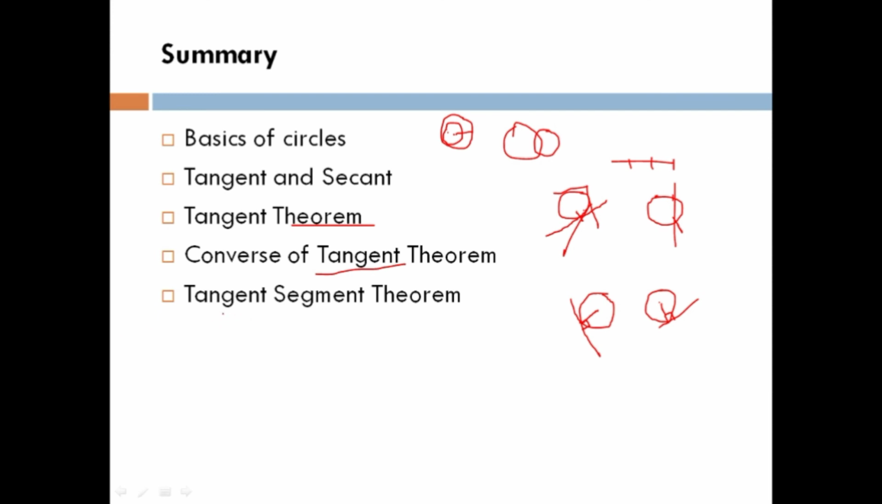Now this last theorem is the tangent segment theorem. This theorem is based on the tangent theorem, so for proving this theorem you somewhat need the tangent theorem. In this theorem, we proved that if there is a circle and there is an external point, and from that external point two tangents are drawn, then the lengths of these two tangents are equal. We proved that in this theorem.